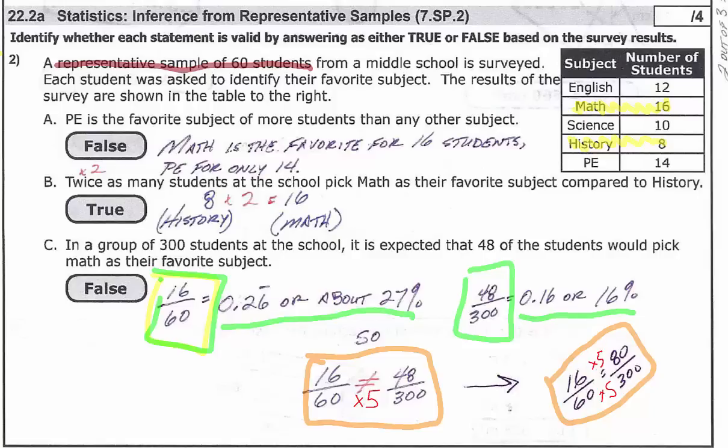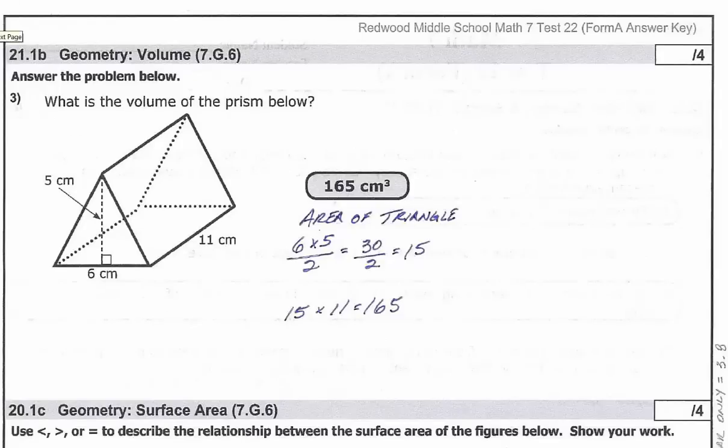All right, let's move to the back of the test. So here we are on the back, and we're doing a volume problem, the volume of a triangular prism. So anytime we're doing volume, here's our formula. The formula is always base times length equals volume. So base times length equals volume.